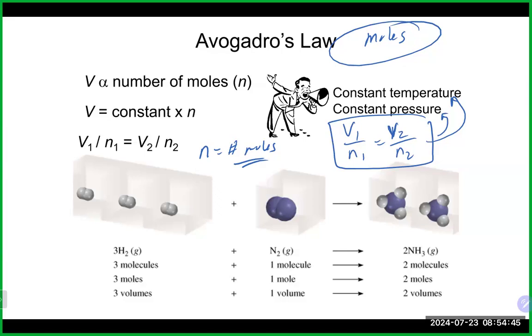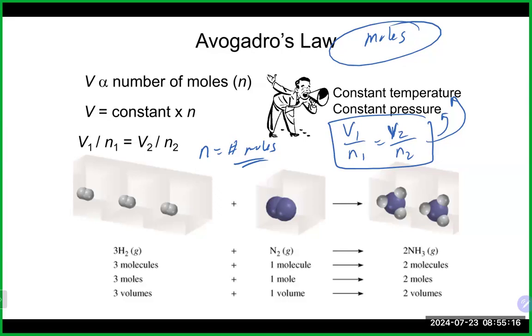A side note of Avogadro's law is that it can actually be used in stoichiometry type problems. If you have a stoichiometry problem under constant temperature and constant pressure, and gases are all involved, you could do it like a mole to mole relationship, but you could actually do it as a volume to volume relationship.